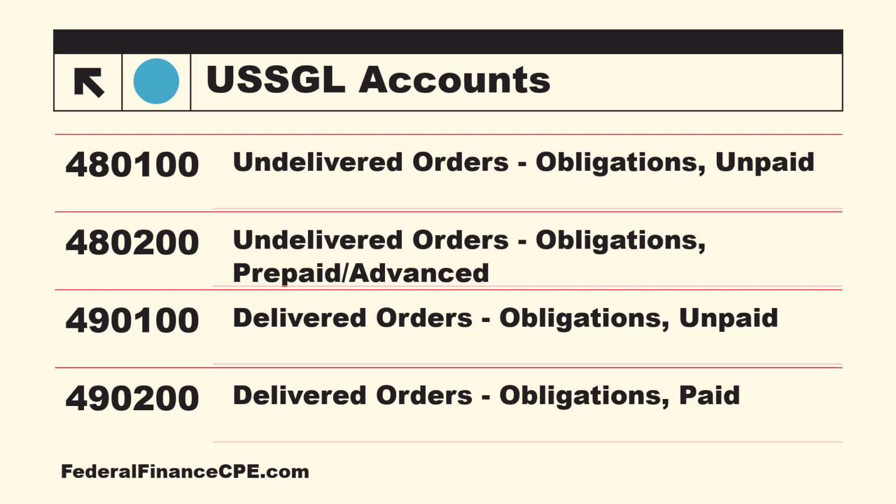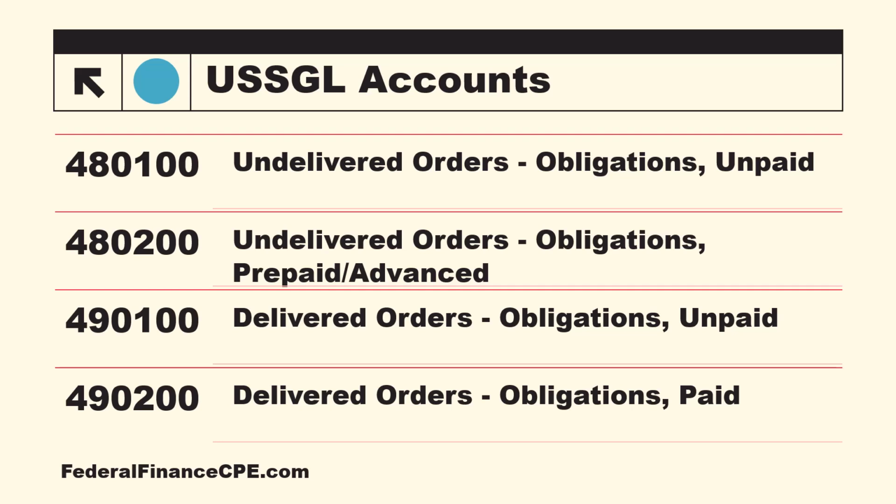Next is account 480200, undelivered orders, obligations, prepaid/advanced. This is for situations where we've paid for something upfront but haven't received it yet, like when you put down a deposit on a conference venue 6 months before the event. On the proprietary side of federal accounting, I would expect a prepaid asset such as 141000 advances and prepayments to be booked with 480200.